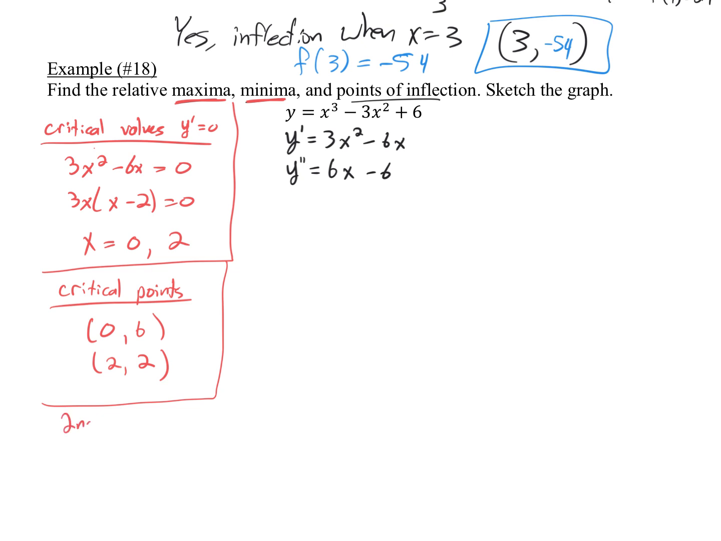Okay, for the second derivative test, you need to compute what is y double prime evaluated at 0, and you also need to compute what is y double prime evaluated at 2. Well, this time I'm putting 0 into the second derivative. When you do that, what do we get? We get 6 times 0 minus 6, which is negative 6. When we put 2 in, you get 6 times 2 minus 6. That's 12 minus 6, so that's a positive 6.